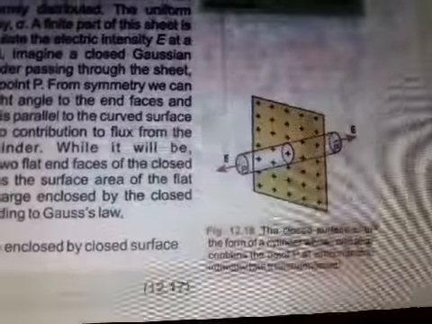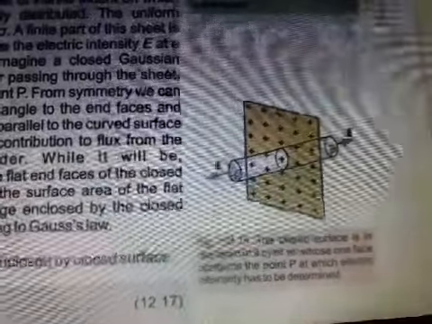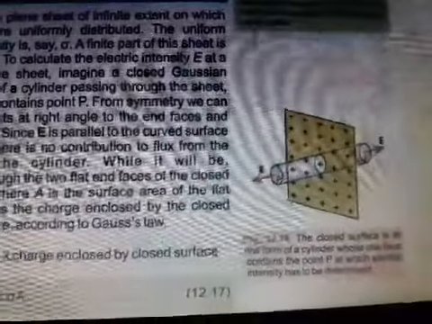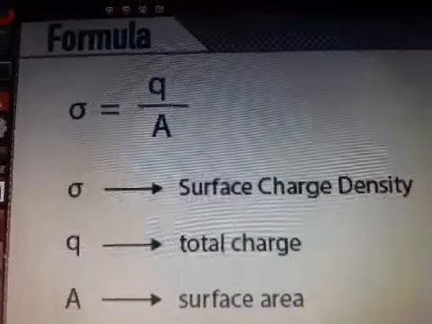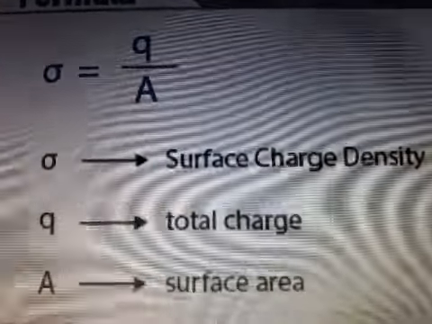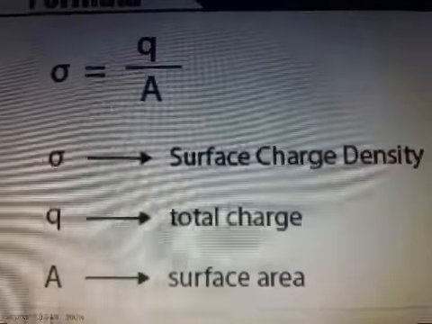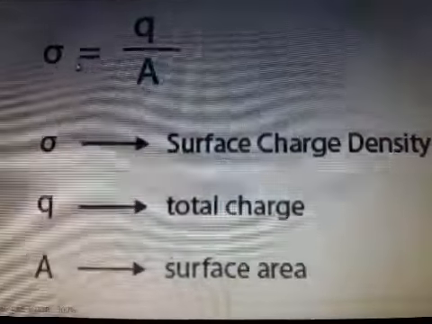Suppose we have a sheet of positive charge uniformly distributed on the surface. For the surface, the charge density is the surface charge density, and the surface charge density sigma is equal to q over a. Sigma is surface charge density, while q is the total charge enclosed on the surface and a is the area of the surface. So sigma is equal to q over a, as shown in the figure.